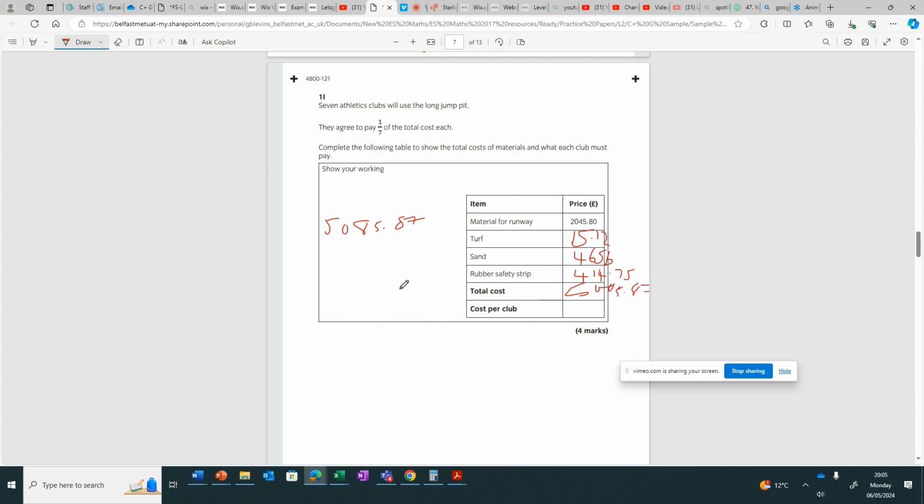It says work out the cost for the club, and it says it's 1/7. 1/7 means divide by 7. And we would do that and get our answer and add it in.